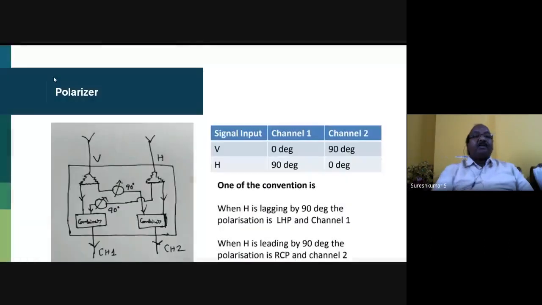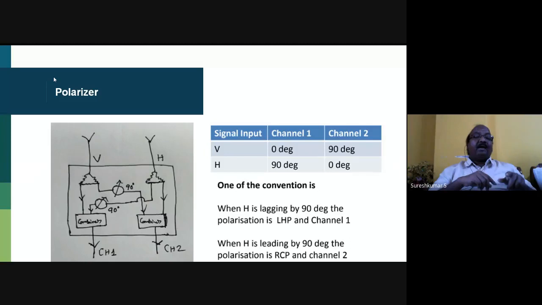Okay, coming to the next slide, the polarizer I was telling you. I didn't get a slide, so I just made a rough pen drawing. You can see that the V and H signals are entering in. The polarizer has a power splitter, basically. It splits the power into two parts. One part goes to the combiner straight. The other part goes with a 90 degree phase shift to the other combiner. In the same way, H polarization does the other way.